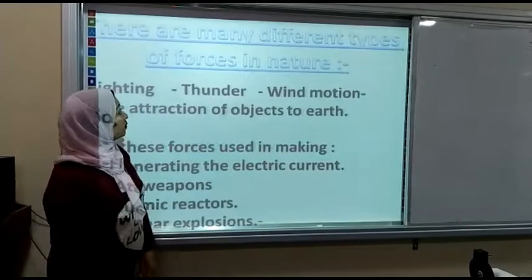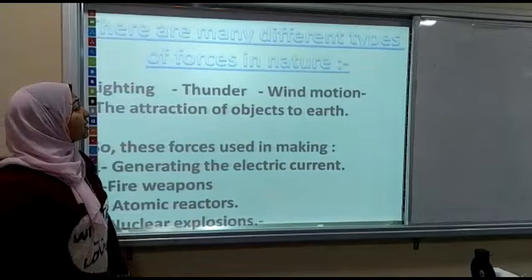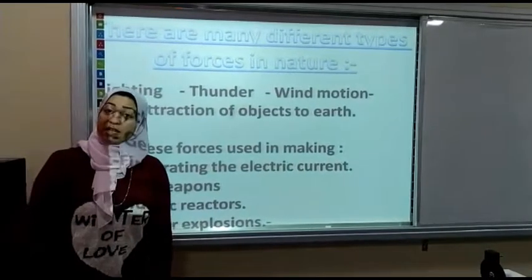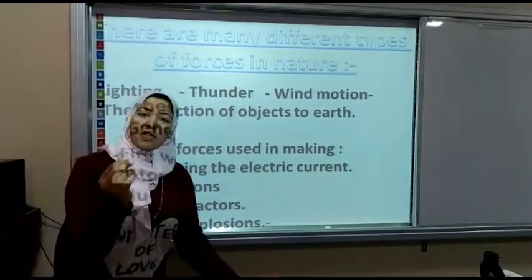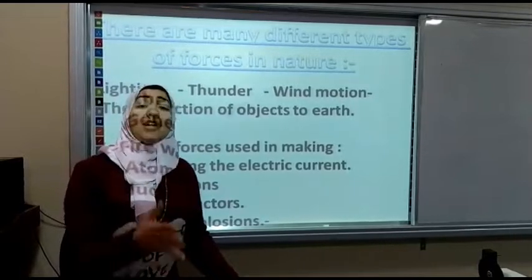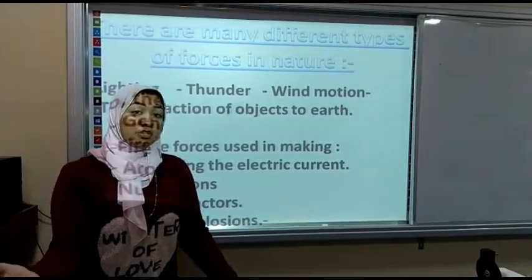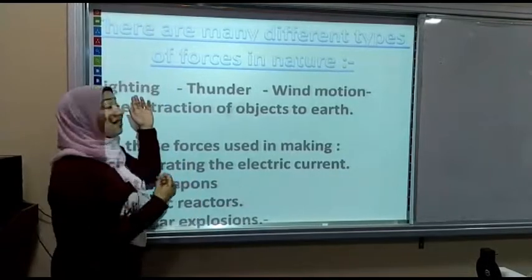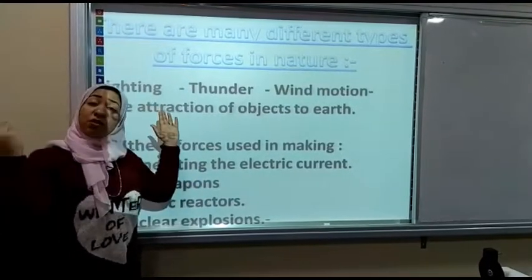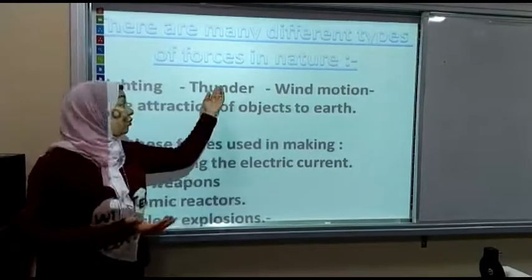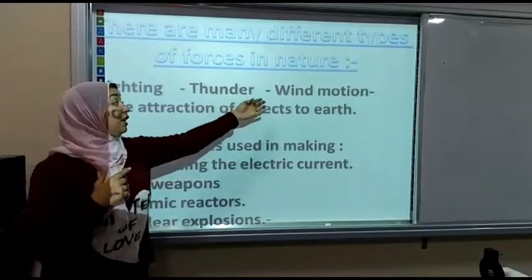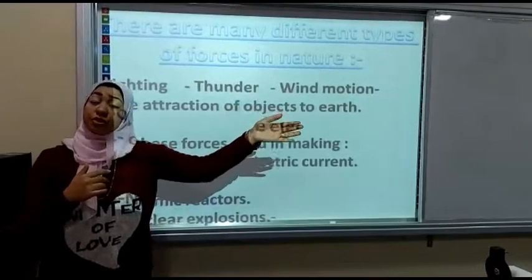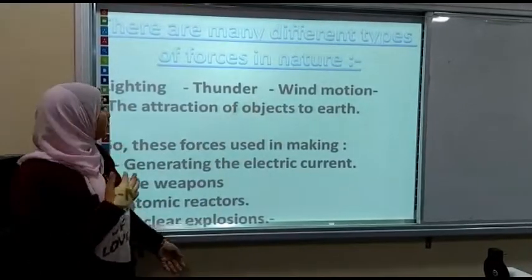Let's continue. Now we are going to discuss the different types of forces present in nature. You have 1 minute to think about the forces which happen in nature, and you can feel them, okay? Like what? Like the lightning. A few days ago, you saw the lightning and you heard the thunder, right? And also we saw the wind motion. This wind motion, we saw it very clearly.